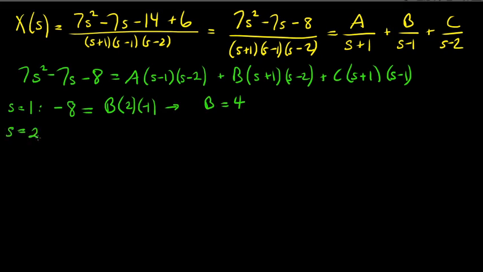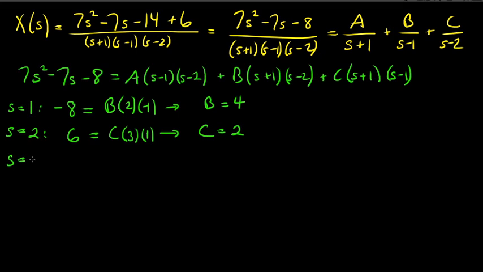Okay, moving on to s equals 2. If s is 2, this is going to be 28 minus 14 is 14. 14 minus 8 is 6. And now we're solving for c, so this is going to be c times 2 plus 1 is 3. 2 minus 1 is 1. So it looks like c is 6 over 3 is 2.